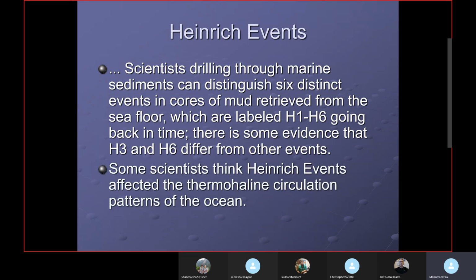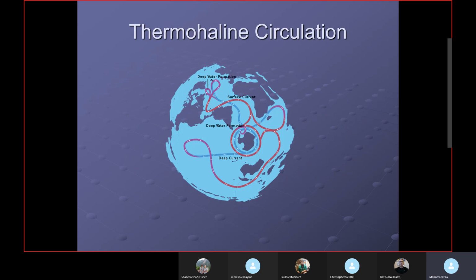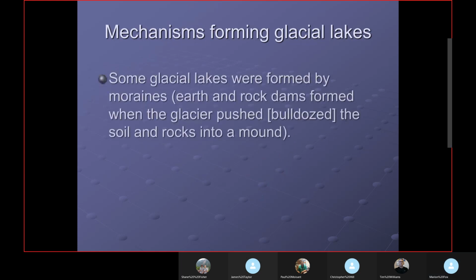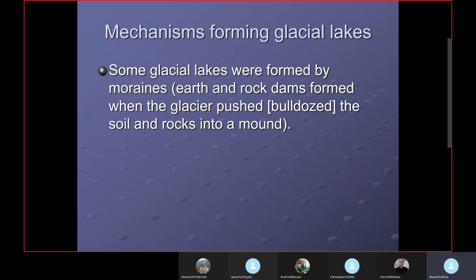There's more information here. Some scientists think Heinrich Events affected the thermohaline circulation patterns of the ocean. That would be the patterns of movement of the water throughout the oceans. That's possible. There's your thermohaline circulation pattern that they see here, but there's been some questioning about this in recent times about this pattern. I'm not going any further into it, but this would affect the climate of the Earth.